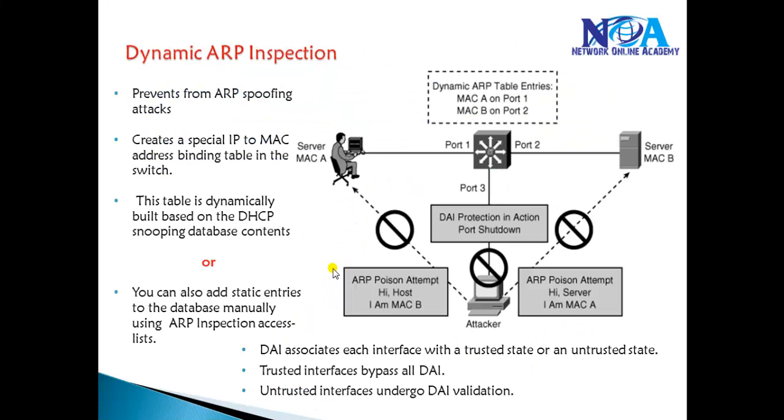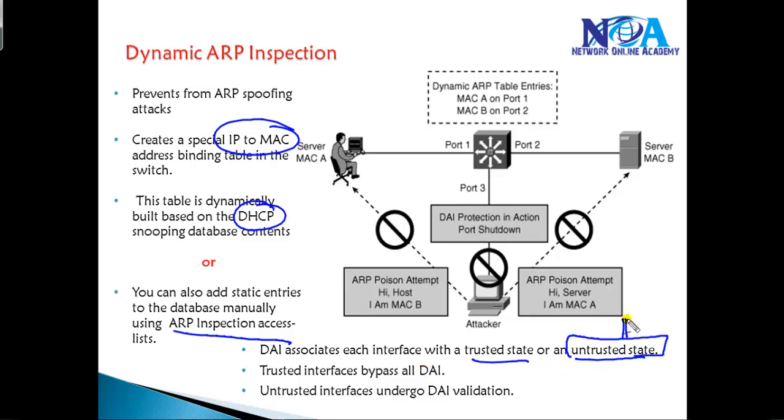So that's something we can do by using DAI, dynamic ARP inspection. It's going to prevent ARP spoofing attacks, and it is going to create some IP to MAC binding information. This can be done either by DHCP or manually by using an ARP access list. Now DAI associates the interface with a trusted or untrusted port, and by default it will be referred to as an untrusted port, and an untrusted port has to go through dynamic ARP inspection verification. Whereas if you configure any specific port as a trusted port, it will bypass the dynamic ARP inspection validation.